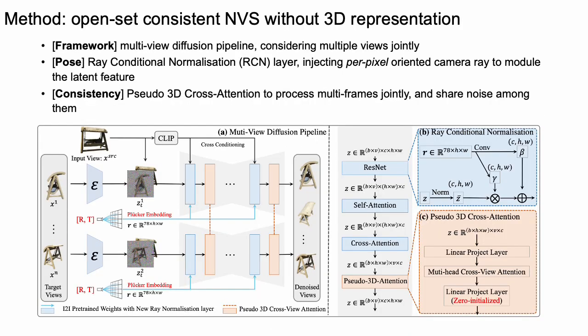To further ensure the consistency, we introduce a pseudo-3D cross attention layer to merge information between different frames. This is inspired by video diffusion models. Similar to our ray conditioned normalization, this pseudo-3D cross attention layer is also applied in every intermediate layer. In order to reduce the variance between different views, we also propose to start sampling each view from the same noise vector.